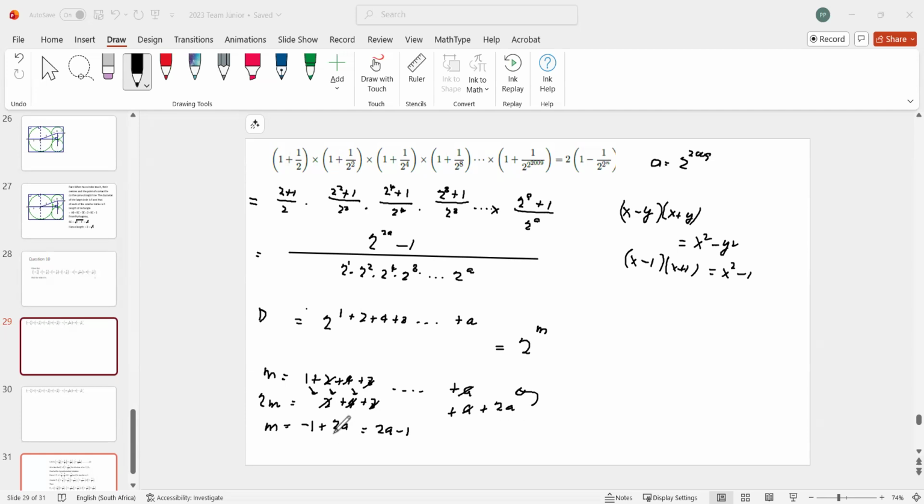Right? So your m is 2 to the power of 2a minus 1. But what is m? M was this thing here. So I can replace the m here by 2 to the power of 2a minus 1. All right. So let me take out all this stuff here now. I've used this and simplified everything quite nicely. I don't need this.